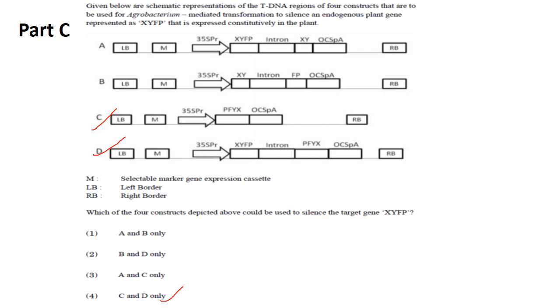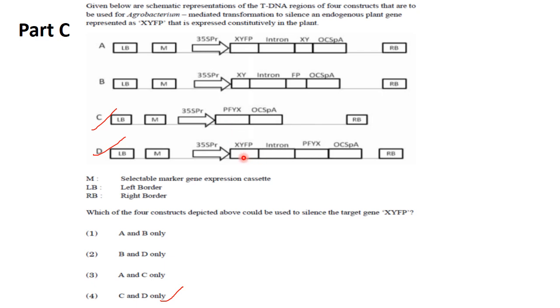So if you see the first case, there is XYFP here, there is XY here, that cannot silence, so that construct is not correct. In the second case, if you see XY is here, FP is here, intron is over in the middle, that also cannot be used for silencing. But if you see option C, it is PFYX, it is an antisense construct, it is in the XYFP gene in antisense construct. So C can be used for silencing.